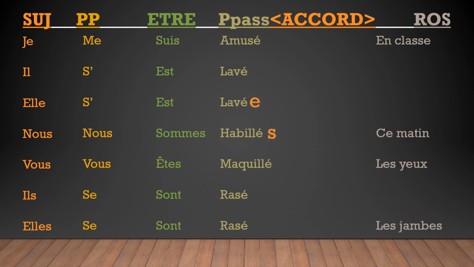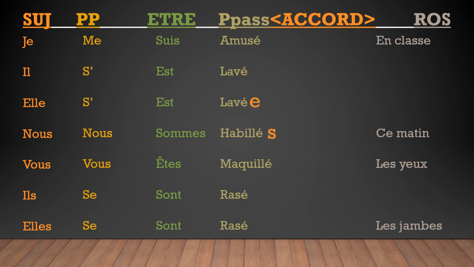Vous vous êtes maquillé les yeux. Maquiller, put on makeup. So what got makeup? Vous or les yeux? Les yeux meaning eyes. Les yeux got makeup. So that is my ROS. Since my ROS is the direct object, that means I don't need agreement. So vous vous êtes maquillé les yeux is done.